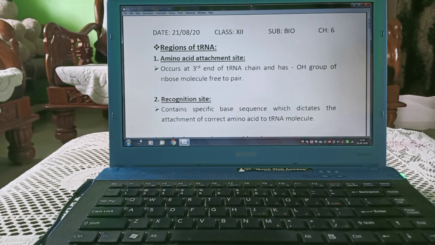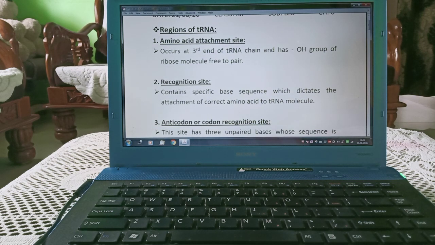Hi students, today we are starting our next topic, regions of transfer RNA. Number 1, amino acid attachment site. It occurs at the 3' end of transfer RNA and has a hydroxyl group of ribose molecule which is free to pair.